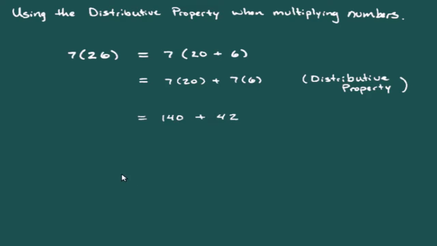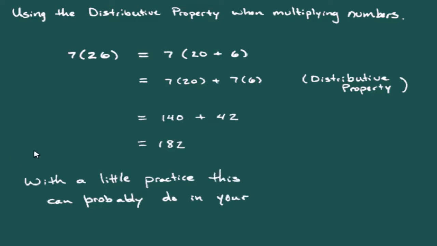So 140 and 42, we can add that together in our head to get a final answer of 182. And so with a little bit of practice doing that, we could really use the distributive property to multiply multi-digit numbers in our head rather than relying on a calculator or the traditional algorithm for doing that. So the distributive property can be pretty powerful.